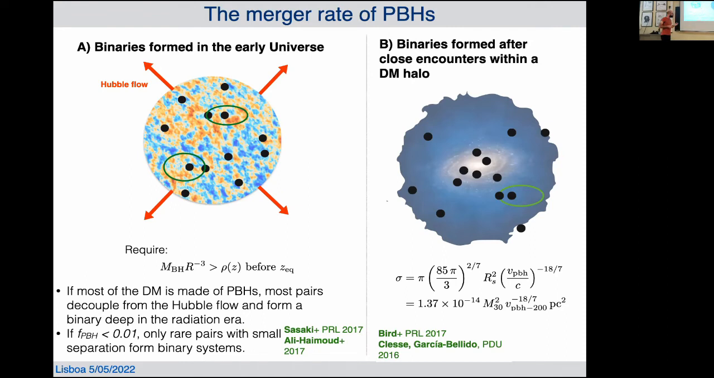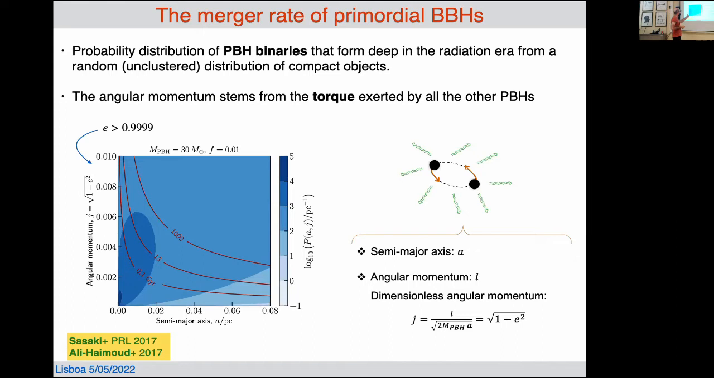So what we need to do is build a formalism to understand how these binary systems are distributed in terms of orbital parameters and predict how they evolve, how their merger rate would evolve in redshift. So that's what we need to do to understand this potential signal.